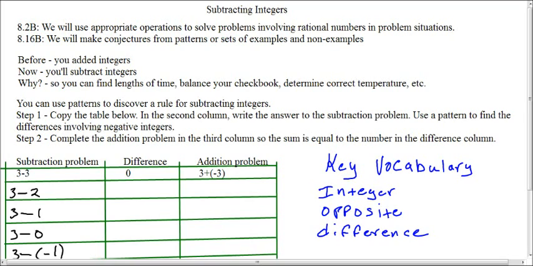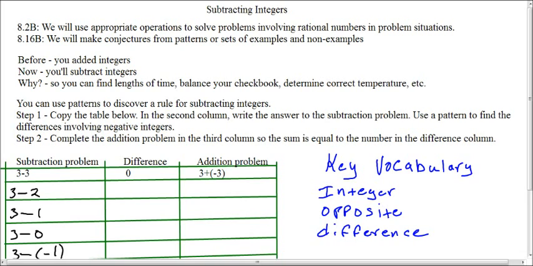Why? Well, so we can find the length of time, balance your checkbook when you become employed, and determine correct temperatures, just to name a few. So you can use patterns to discover a rule for subtracting integers. This is what we want to do now. So we want to look at the table below. And in the second column, we want to write the answer to the subtraction problem. And we want to use a pattern to find the differences involving negative numbers.